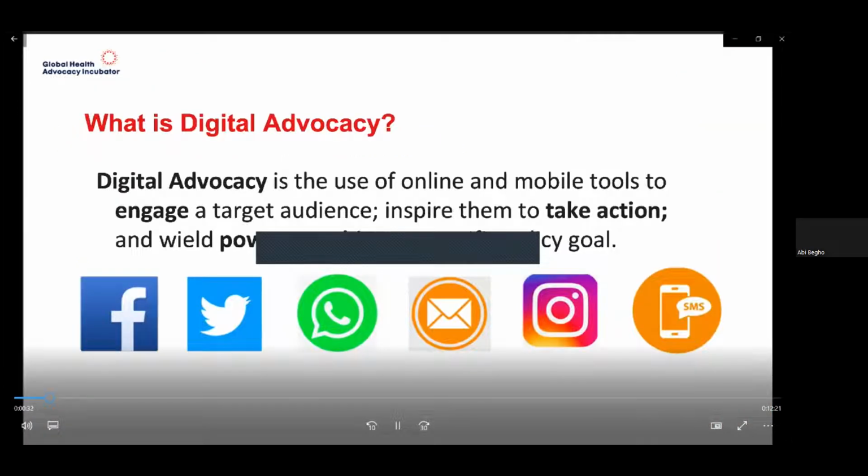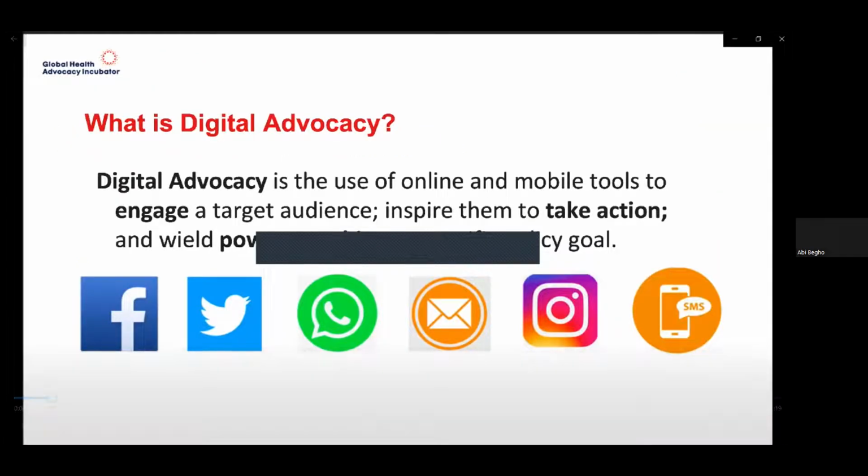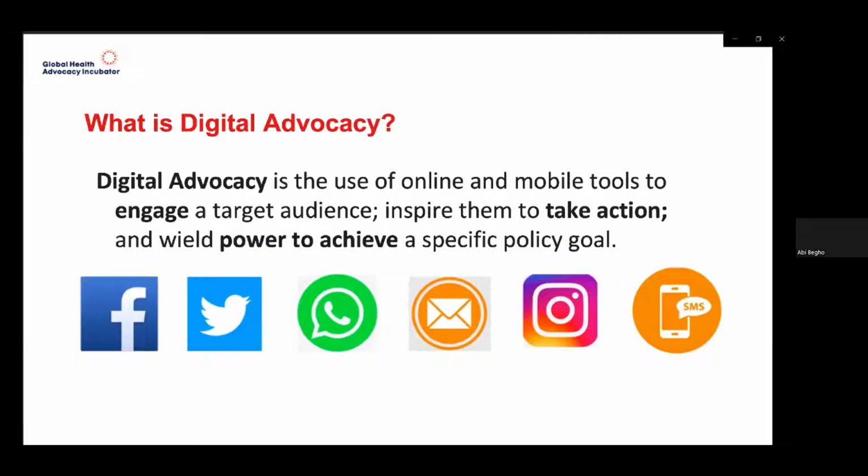So a great place to start is what in fact is digital advocacy. The way that we define it is the use of online and mobile tools to engage a target audience, inspire them to take action, and wield power to achieve a specific policy goal. And I think what's really important here is about taking action and having that action focus on a goal.